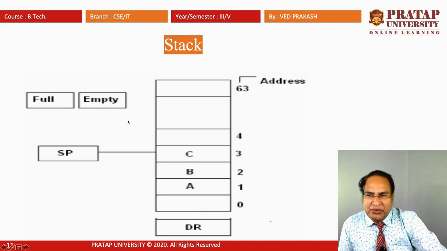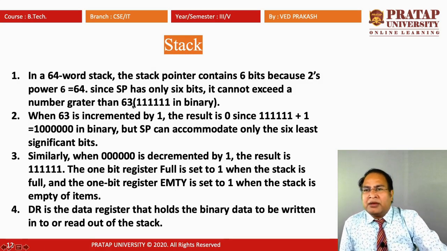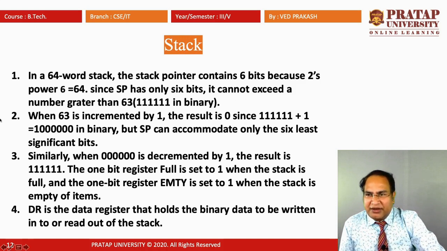So this is a 64-word addressing stack. Here we use two flip-flops. The first is FULL and the second is EMPTY. In the starting, when there is no data in the stack, we set EMPTY to 1 and FULL to 0. So it denotes that our stack is empty. Now these are some points regarding the stack. In the above-mentioned 64-word stack, the stack pointer contains 6 bits because 2 to the power 6 is 64. Since SP has only 6 bits, it cannot exceed 111111 in binary, and this value denotes 63. We use 0 to 63, which means 64 blocks in the stack.